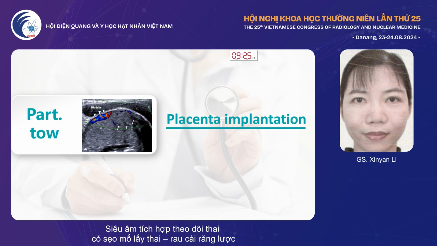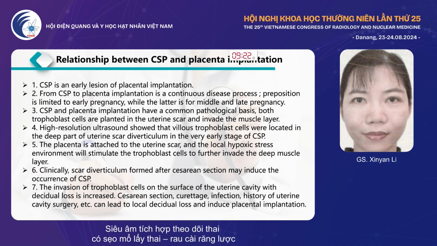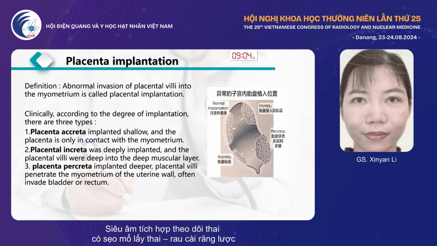Part 2, placenta implantation. The CSP is an early stage of placenta implantation. It is a continuous disease process and has a common pathological basis. Placenta implantation is the abnormal invasion of placental villi into the myometrium. According to the degree of implantation, there are 3 types: placenta accreta, placenta increta, and placenta percreta.